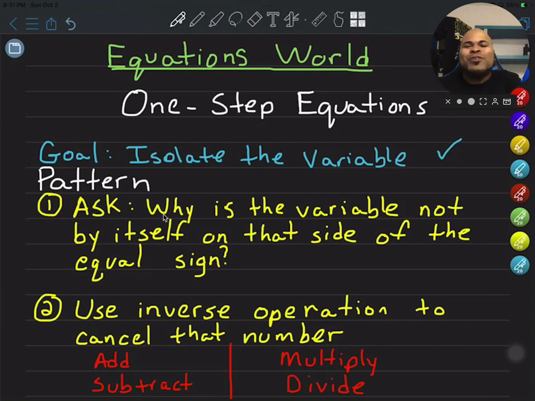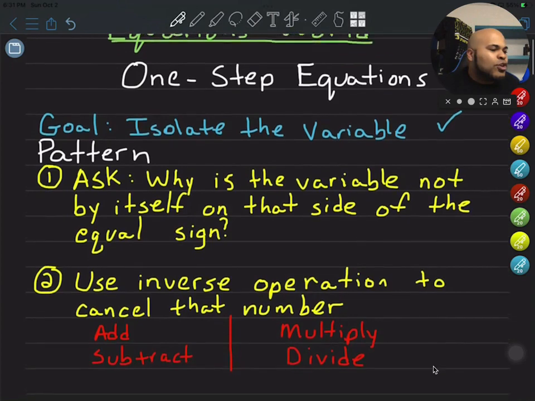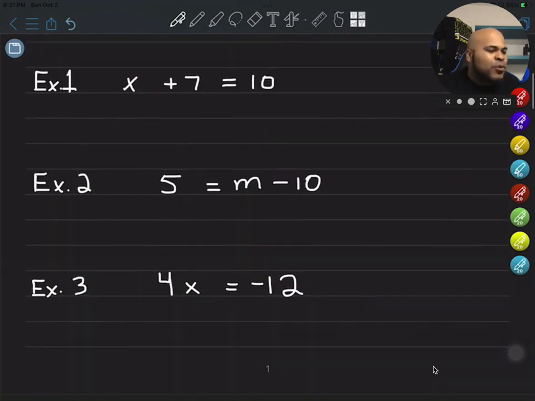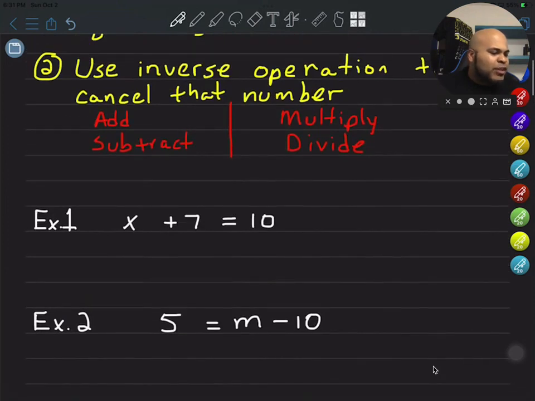What's the pattern? Ask, why is the variable not by itself on that side of the equal sign, and use the inverse operation to cancel the number. So here we go. Let's do it. Let's jump into it. Example 1. Example 1 says x plus 7 equals 10.